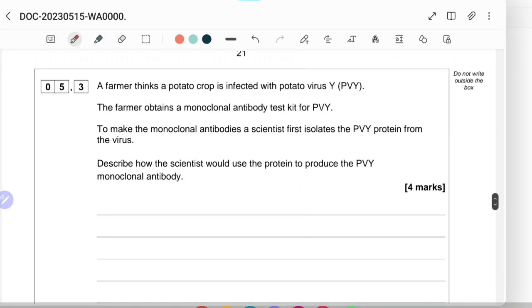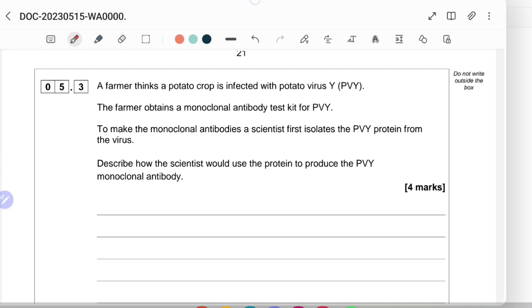So it says here, a farmer thinks a potato crop is infected by a virus, potato virus Y, PVY, I'll just call it that. So the farmer obtained a monoclonal antibody test kit for PVY. To make the monoclonal antibodies, a scientist first isolates the PVY protein from the virus. Describe how the scientists would use the protein to produce PVY monoclonal antibodies.